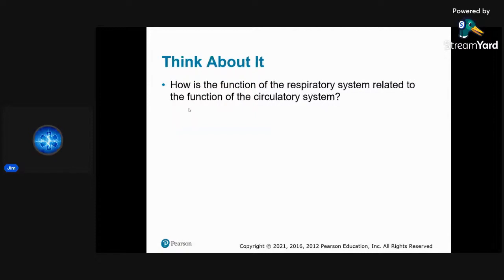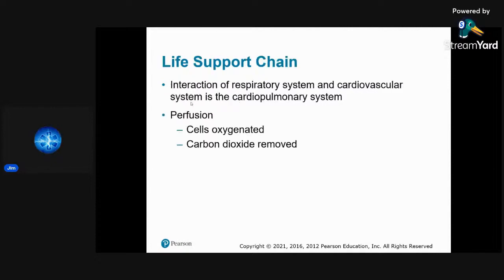How is the function of the respiratory system related to the function of the circulatory system? They're hand in hand, right? Without each other, you wouldn't be here. You need the respiratory system to breathe in air and exhale the waste CO2. And you need the circulatory system to move that oxygen and nutrients throughout the body to the cells. So they work hand in hand.